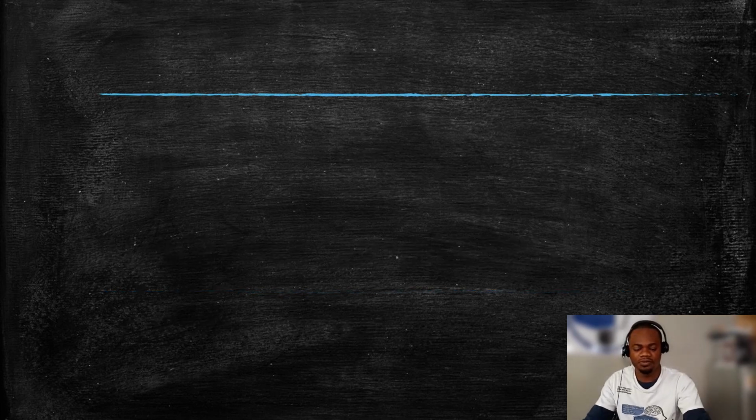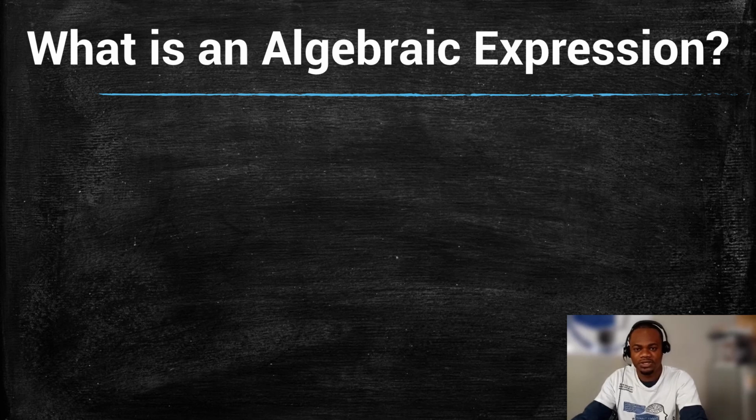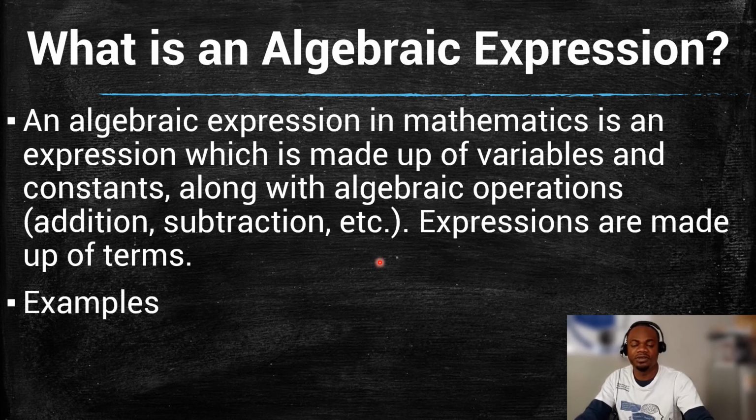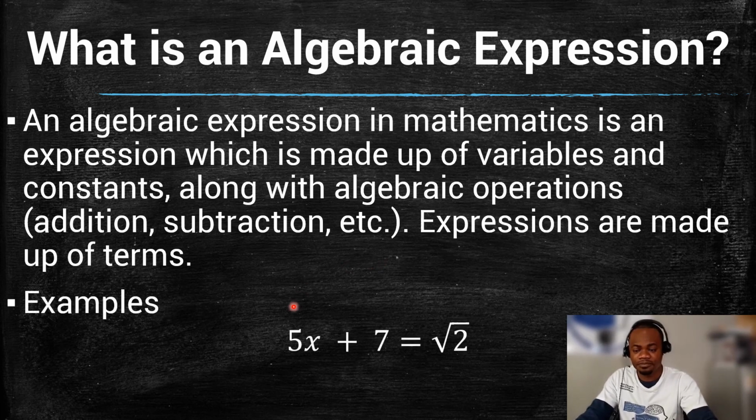Now let's first talk about what an algebraic expression is. By definition, an algebraic expression in mathematics is an expression made up of variables and constants along with algebraic operations. When I say algebraic operations, I'm referring to the signs for addition, multiplication, subtraction, division, the plus, minus, times, divide symbols. Expressions are made up of terms. For example, we have this expression here, which is called a mathematical expression.